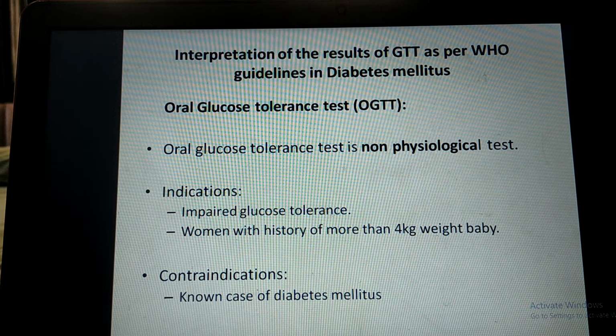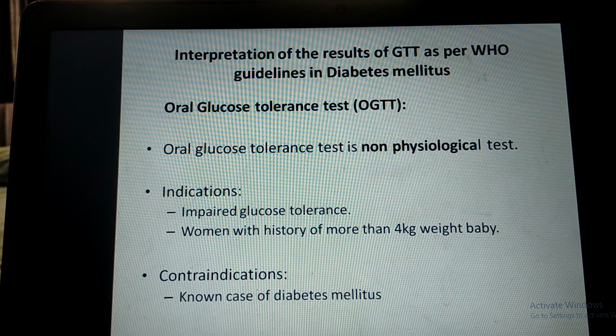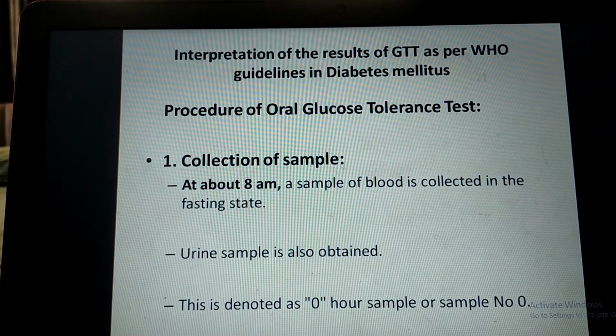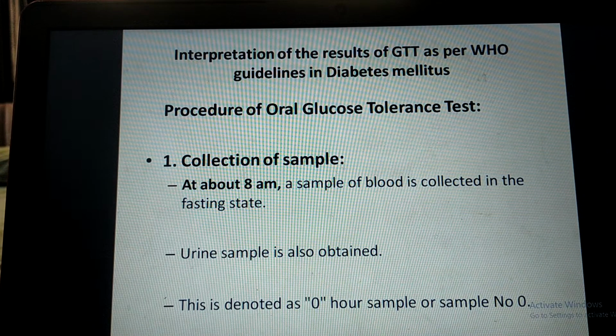The second situation, in a woman with a history of more than 4 kg weight baby in the previous delivery. So these are the two indications, and the contraindication is a known case of diabetes mellitus. You cannot perform this test in a known case of diabetes mellitus. In short, we will see the procedure of this test.